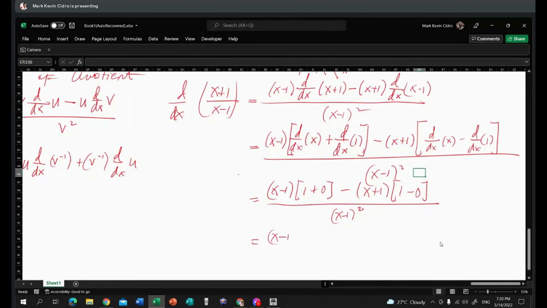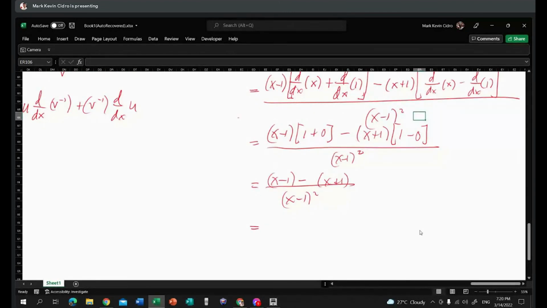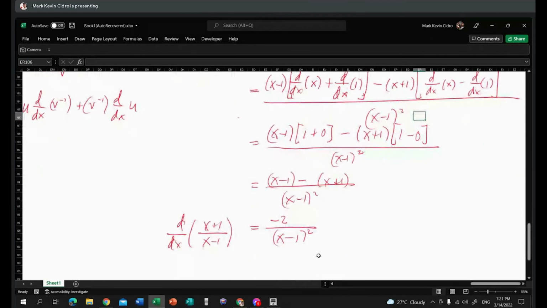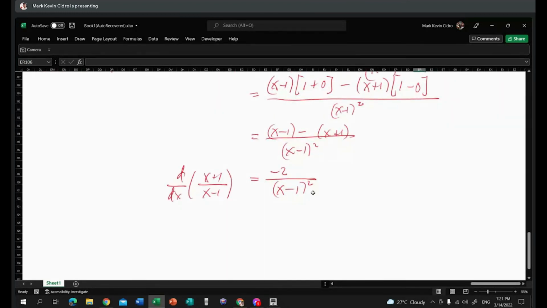Okay, so simplify. This will be x minus 1 minus x plus 1 all over x minus 1 squared. And if we try to simplify this further, x minus x will be 0. Negative 1 minus 1 will be negative 2. So this is negative 2 over x minus 1 squared. This is your answer. The derivative of x plus 1 over x minus 1. Any question?